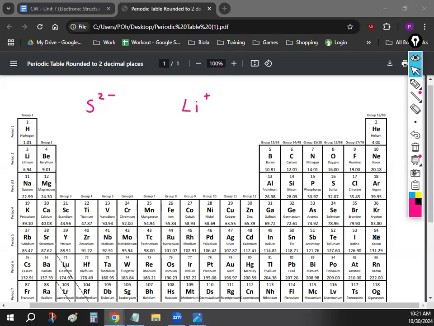All right, so for S2 minus, we're going to first look at sulfur. Let's do regular sulfur first and then fix it up from there. Sulfur has 1, 2, 3, 4, 5, 6 valence electrons, so we're going to draw the 6. But if you notice, it's S2 minus, so we're going to add 2 more electrons. S2 minus will have 2 extra electrons, so it'll have 8 total valence electrons. Okay, that's it. Yes?